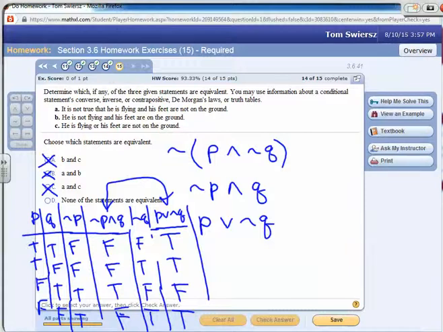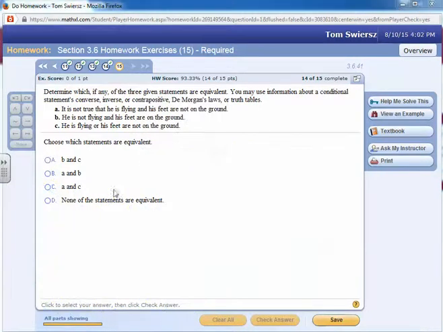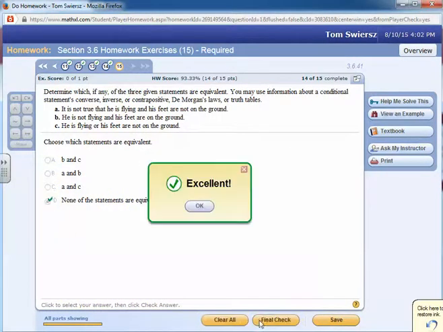So again, A and B, B and C, and A and C, none of them are logically equivalent, so the answer would be none. So you can either apply De Morgan's laws or do truth tables, and again, nothing comes out logically equivalent. So that would be our final answer. None of the statements are logically equivalent.